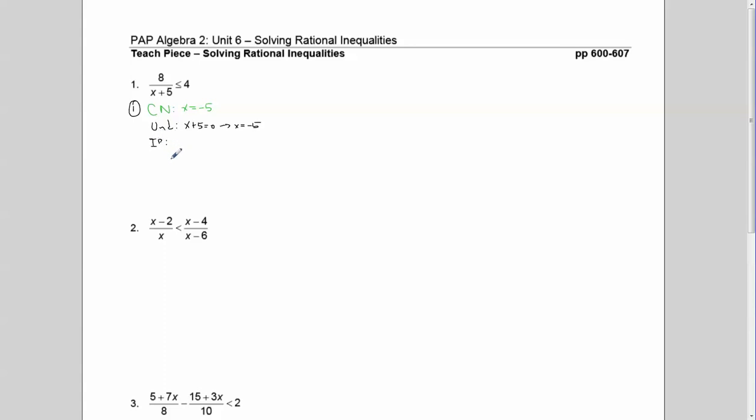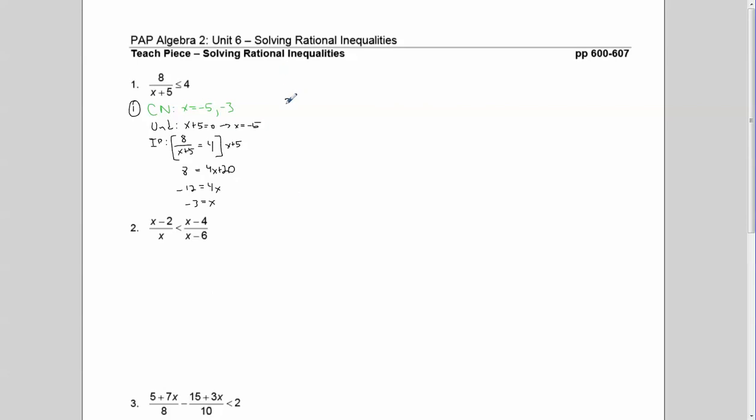And we can find intersection points by simply setting the left side of the inequality equal to the right side of the inequality. We saw this last week when we did solving rational equations. So here we have 8 divided by x plus 5 equal to 4. Multiply everything by our common denominator of x plus 5. So that divides out and gives us 8 is equal to 4x plus 20. So now we'll subtract our 20, solve this algebraically to find that x equals negative 3 is an intersection point. So x equals negative 5 and x equals negative 3 are the critical numbers we'll work with.